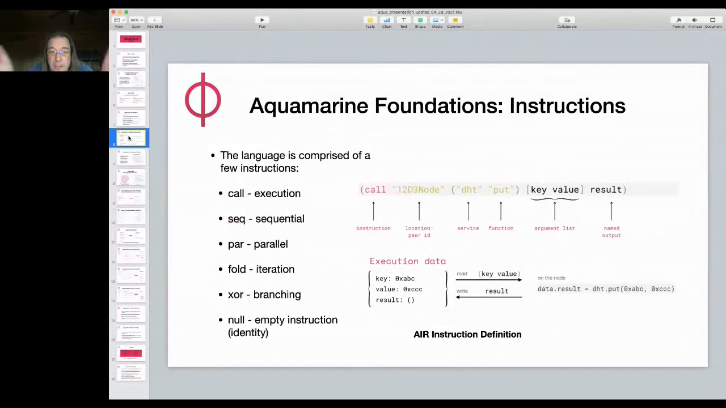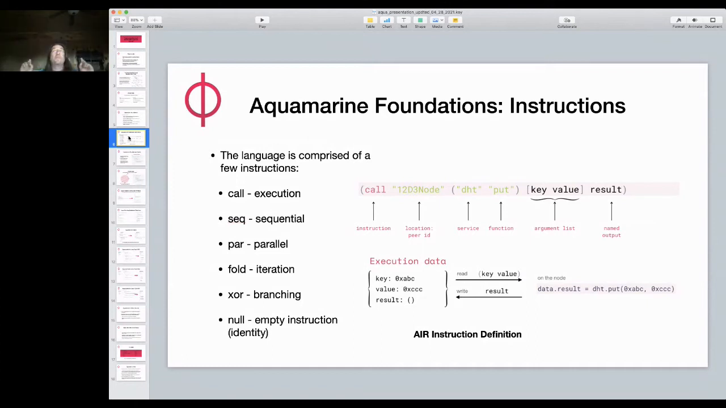So in that lower level language expression, which is in the upper pink bar, what that says, basically, is we want to call function put from service DHT on peer 12D3 node with the arguments key value, and we expect a named output called result. That's it. But as you can imagine, once you string a bunch of those instruction sets together, you actually can program your peer-to-peer application extremely effectively and quite powerful.